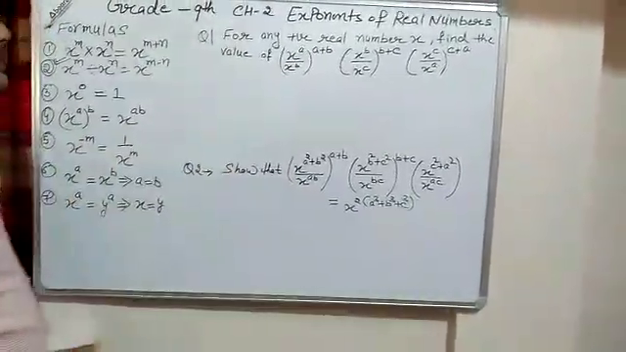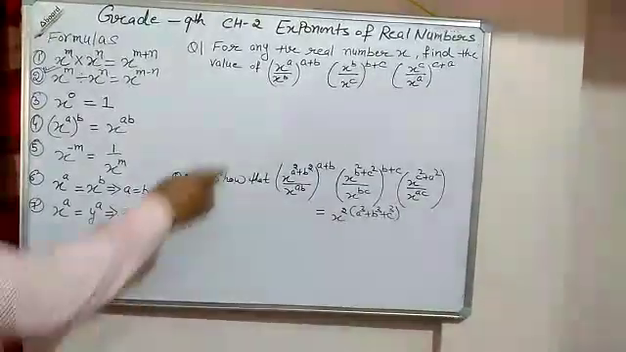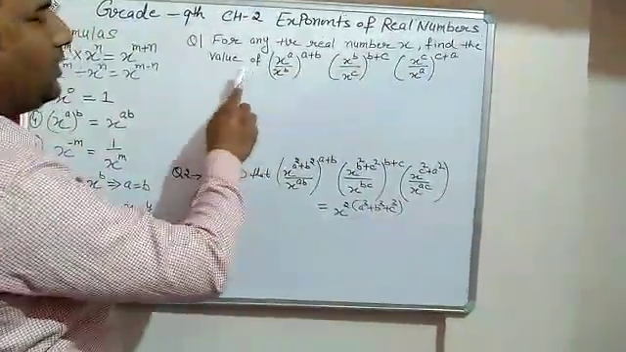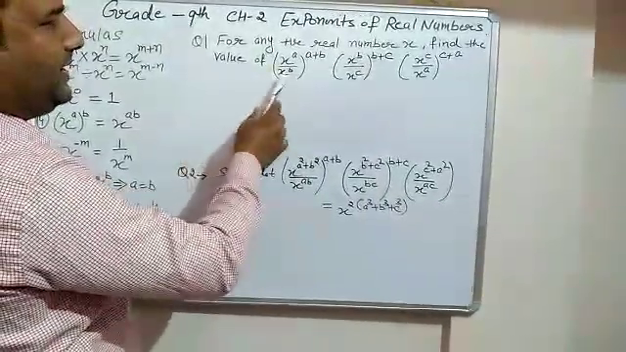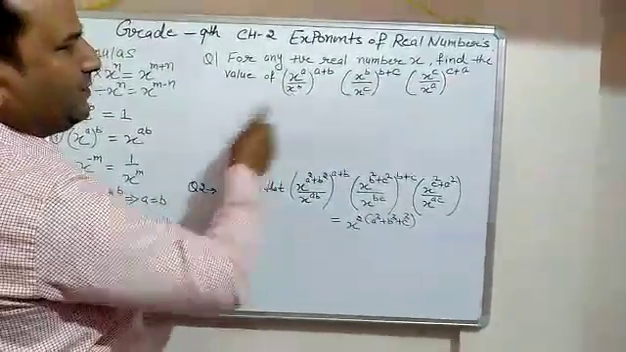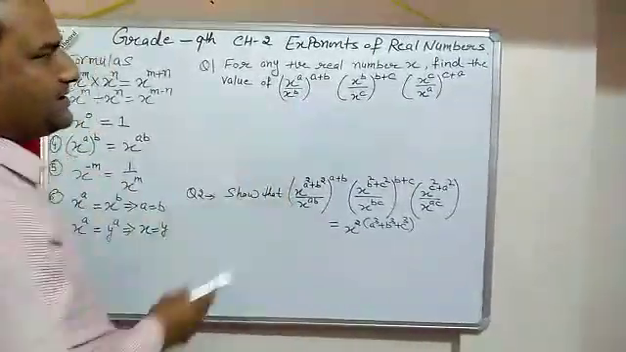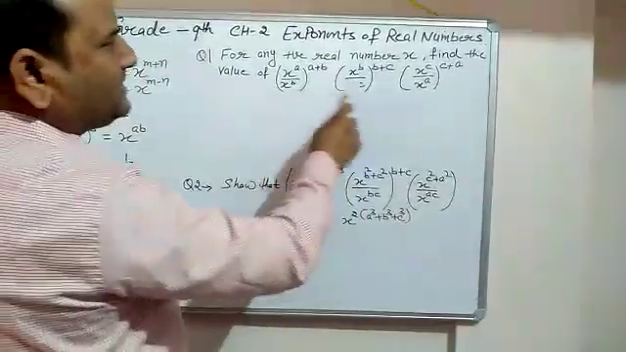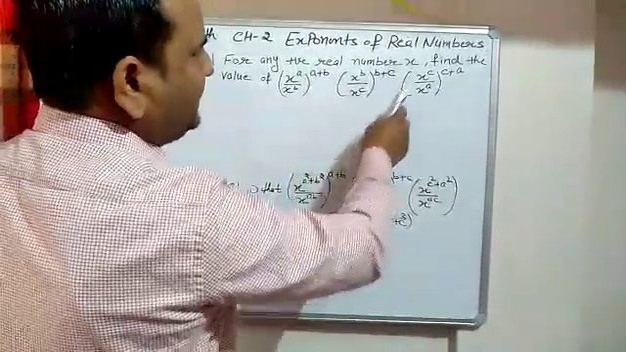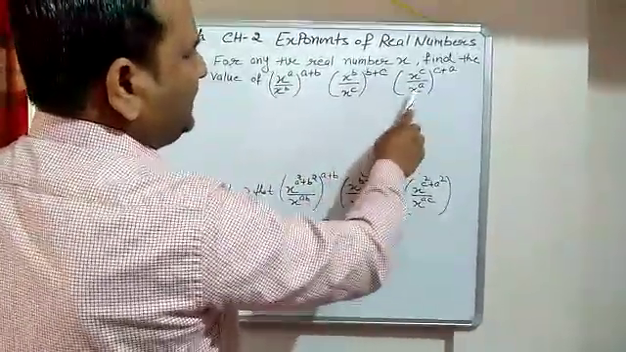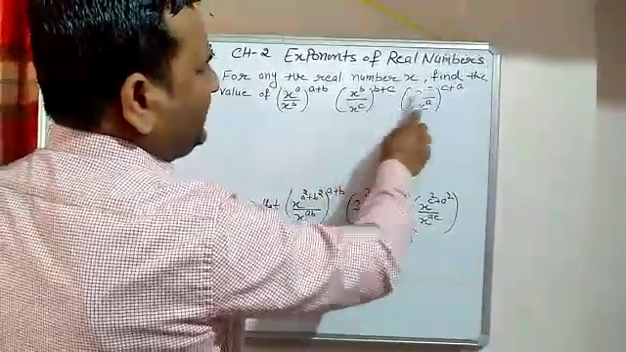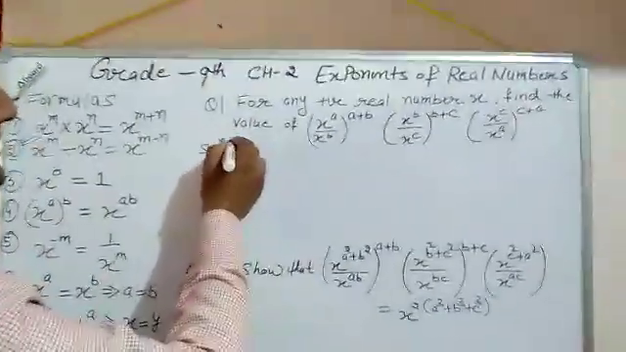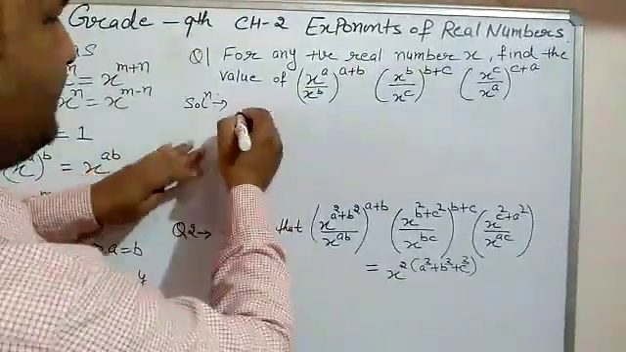So our first question is: for any positive real number x, find the value of (x^a / x^b)^(a+b) times (x^b / x^c)^(b+c) times (x^c / x^a)^(c+a). So let us see how to solve this question. Write the question very first.